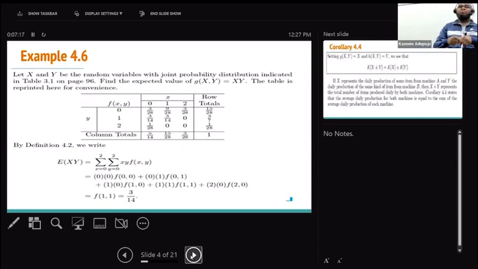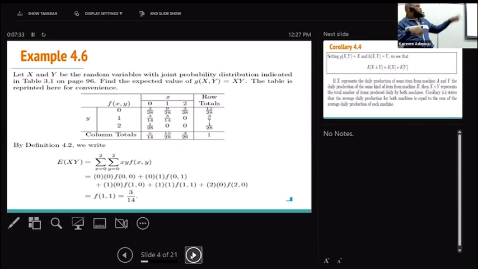Any question on how to get the expected value of a product? Any question? You're good, right? Okay. That is how to get the expected value of the product. Now, let me tell you this.